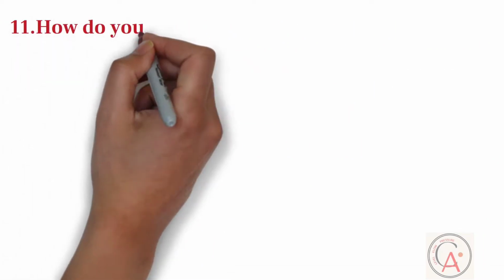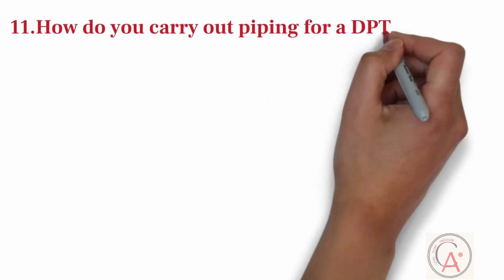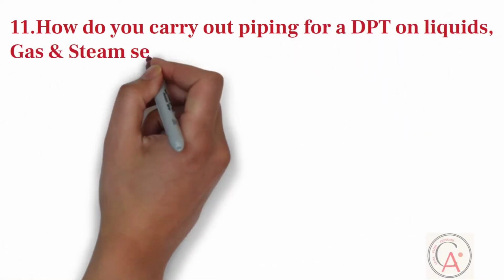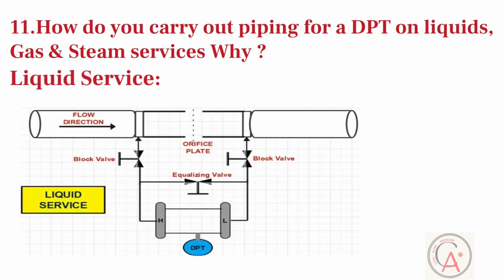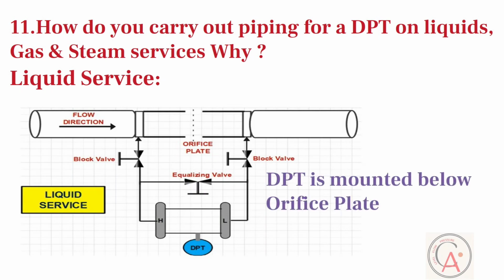11th question is, how do you carry out piping for a differential pressure flow transmitter on liquids, gas and steam services, and why? As you can see from the diagram that, on the liquid lines, the transmitter is mounted below the orifice plate because of the fact that liquids have a property of self-draining.